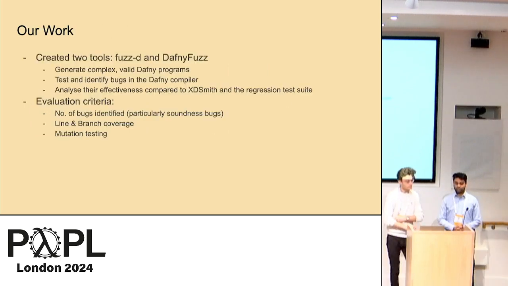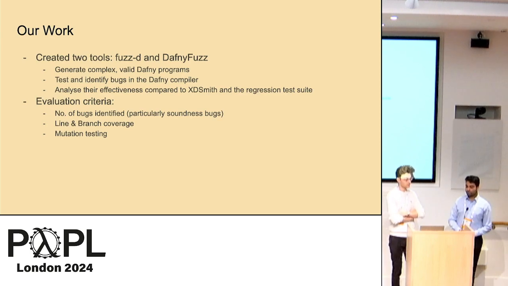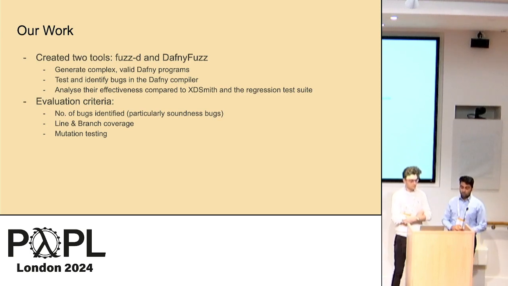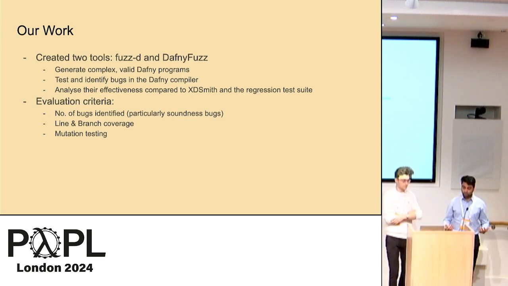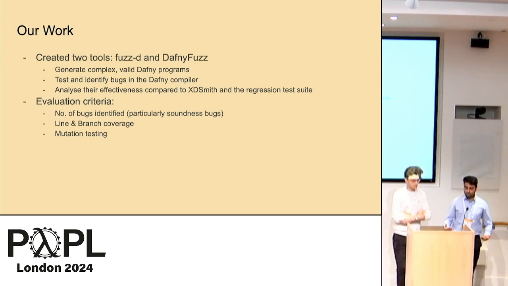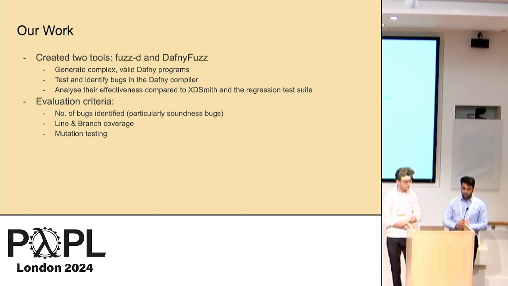So what have we actually done here? We've created two different tools, fuzz-d and DafnyFuzz, which both generate complex programs which are guaranteed to be valid. We then run these programs and test them to try and identify bugs, and as a bit of evaluation, we've evaluated its effectiveness against XDsmith, which was an existing compiler fuzzer for Dafny, as well as the regression test suite for that.